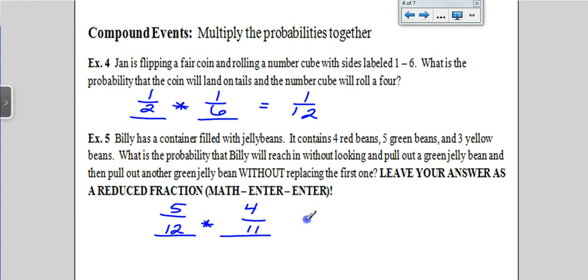So if I go ahead and multiply those together, let's see, we end up with 5/33. And that's something you could easily just type on your calculator, 5/12 times 4/11, and then hit math enter to change it to a reduced fraction.